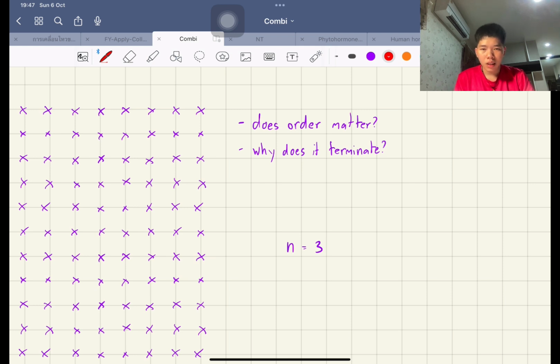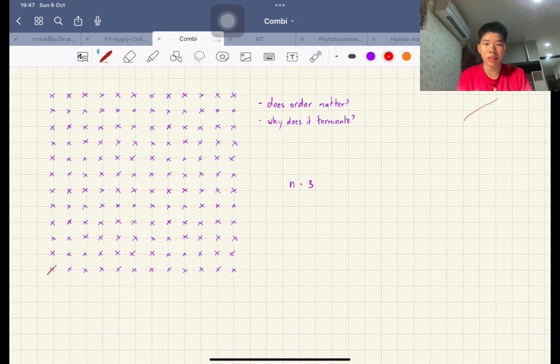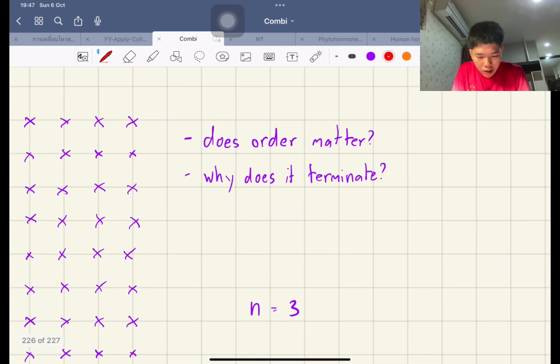I mean, to prove that it terminates at one point, we don't have to create the final configuration, right? We just need a suboptimal construction that shows that there's a boundary that these butterflies cannot cross. So let's start with the idea of order.